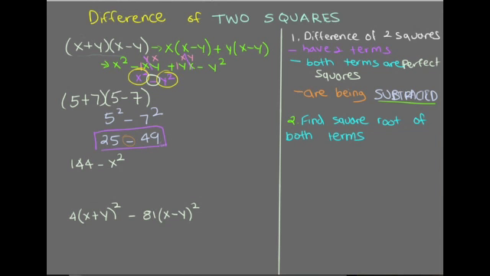Now we know this is a difference of two squares, and it is because we just multiplied it out. But let's pretend we didn't do that. Next, we have to find the square root of both of the terms. So the square root of 25 will be 5. And the square root of 49 will be 7. So we found the square root.